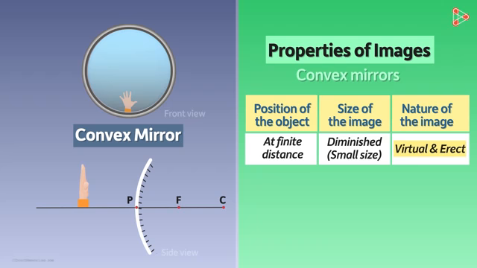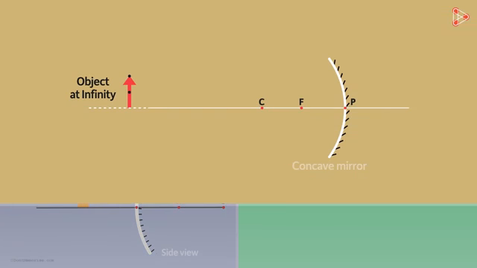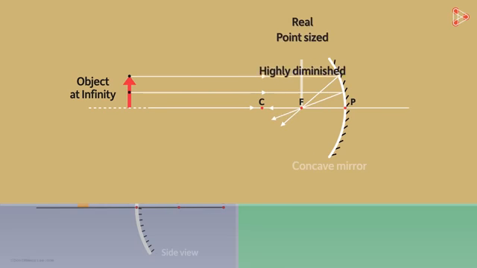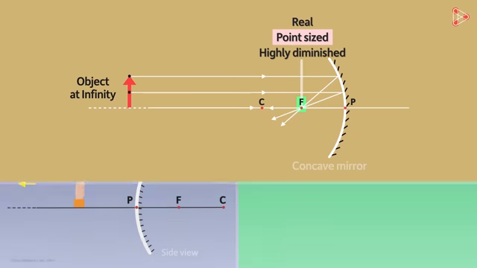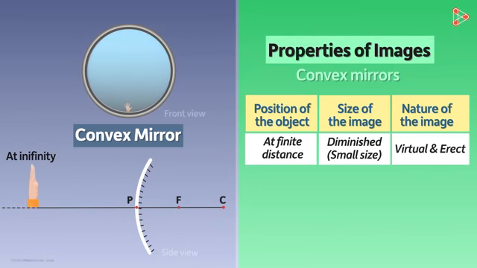You know what's coming next, don't you? Yes. What if the object is infinitely far away? Well, in the case of a concave mirror, when the object was infinitely far away, the image was formed at a single point. It was real, point-sized, and a highly diminished image. Point-sized means that the whole image of the object is formed at a single point. Here too, the same thing happens. Image formed is indeed point-sized.